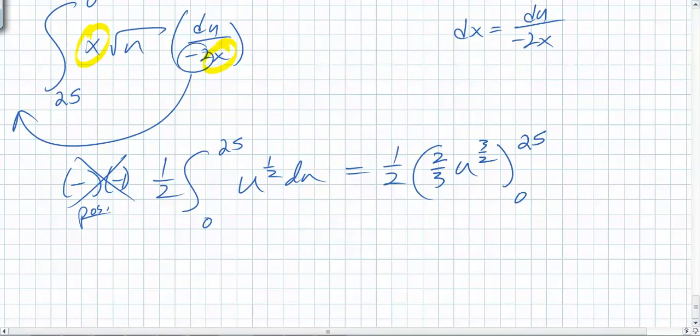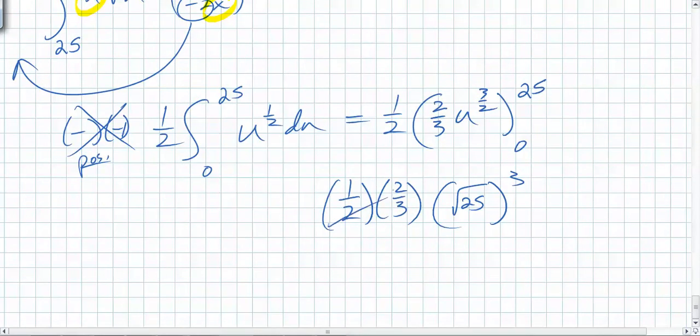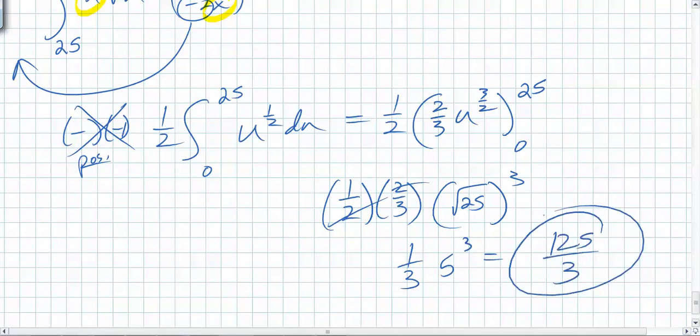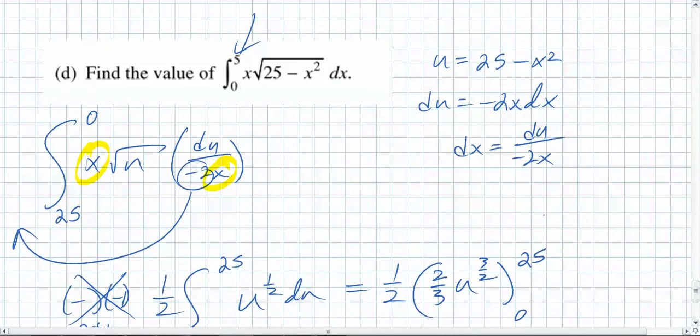What's nice is when you plug in 0, what do you get? Nothing. When you plug in 25, what does 3/2 mean? It means square root cubed. So this is 1/2 times 2/3 of the square root of 25 cubed. So you have 1/3 times what? So it's 125 over 3. If you forgot to flip it or you forgot that negative sign, you'd end up with a negative answer, and that should be a giveaway that there's something wrong. Because what are you trying to find out? It should be positive because this thing is going to stay positive, because it's 0 to 5 times something that is positive. Just be careful.